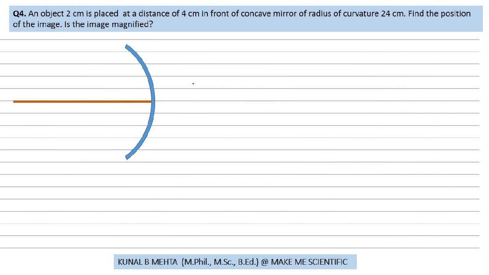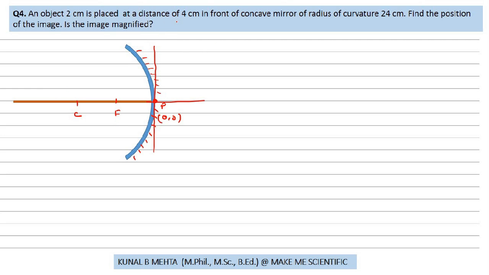Moving to the next problem. Here, focus, center of curvature, pole. Again, I am going to consider the pole as the origin. Mirror should be at the pole. The pole of the mirror should be at the origin, and object should be at the left hand side of the mirror always.